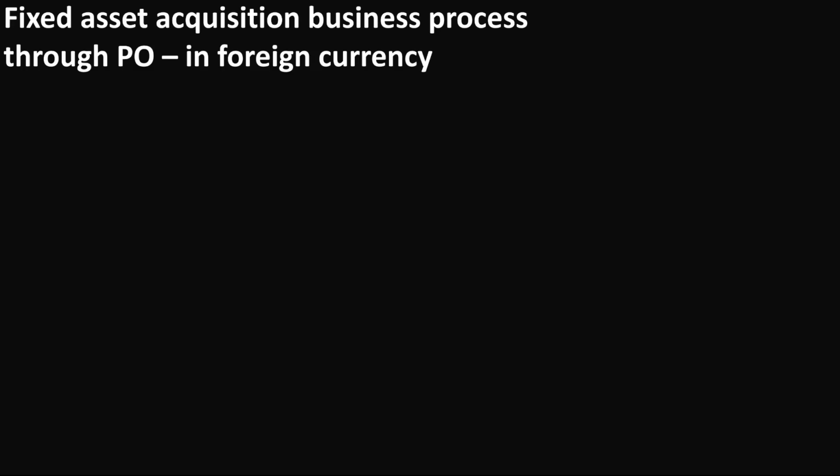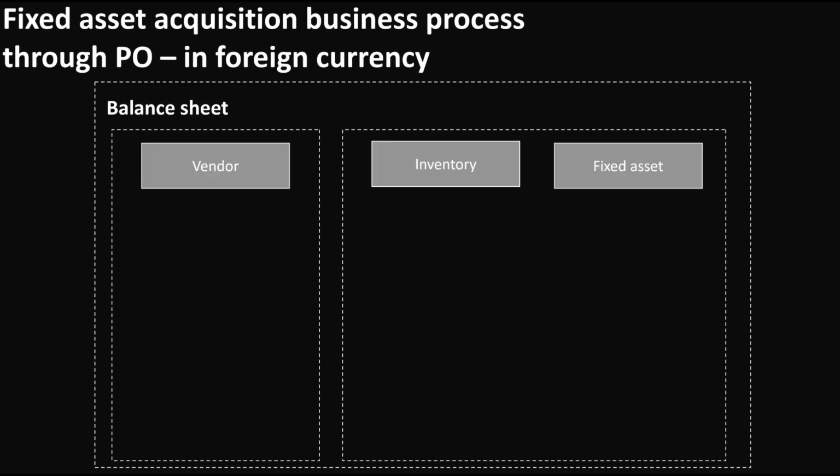When acquiring a fixed asset through purchase order, three main elements come into play: the vendor, the fixed asset, and the purchase item, which may be an inventory item, service item, or procurement category. For this example, we will focus specifically on inventory items. From an accounting standpoint, these transactions affect balance sheet accounts.